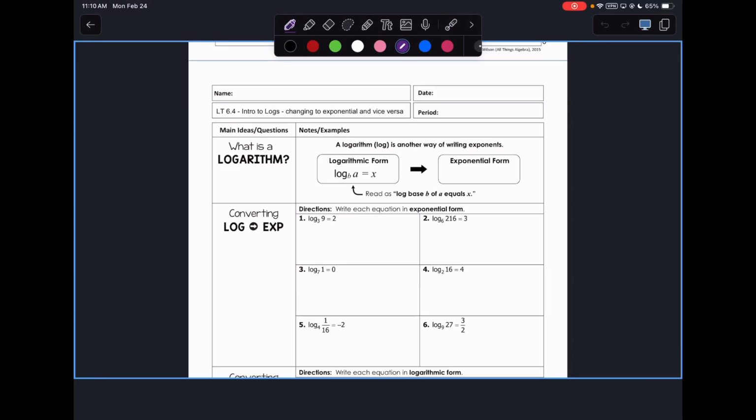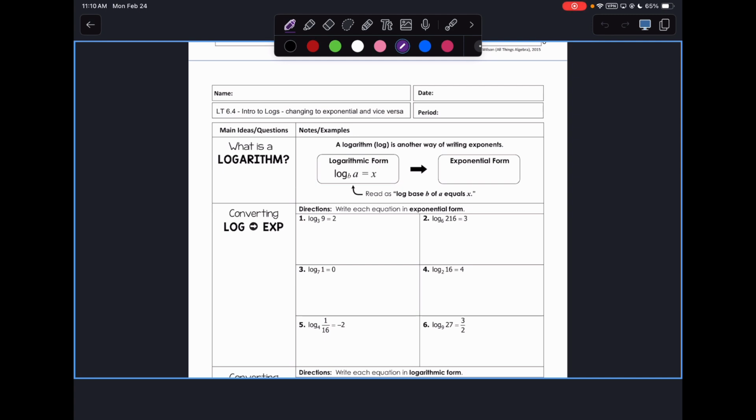All right, so what is a logarithm? A logarithm is a way for you to figure out what the exponent will be, since our exponential function has the unknown in the exponent position. Using log helps you figure out what that value is going to be for x, okay?